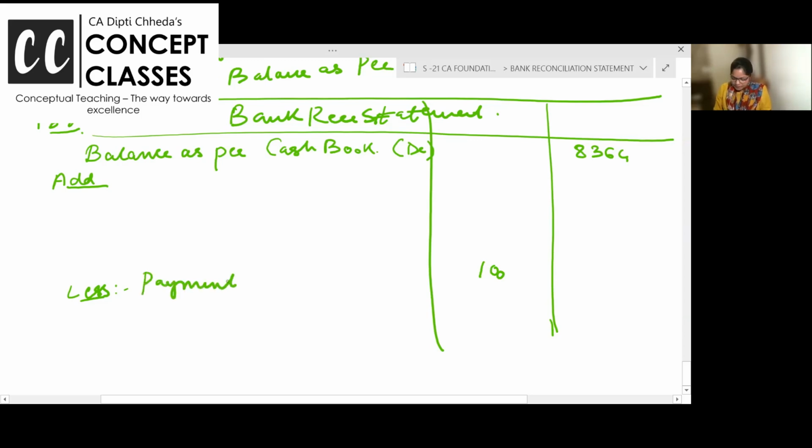Payment side undercast 100. Payment side is undercast, credit. So now you credit. And this is already debit, so credit, so less.